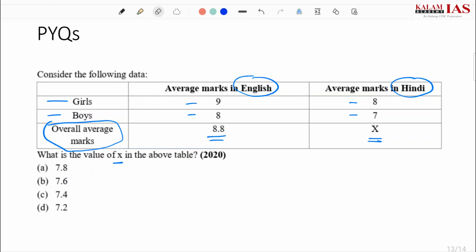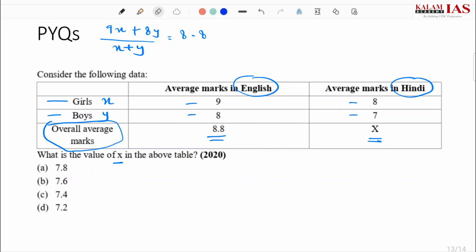Now let's attempt it. Let the number of girls in the class be x and the number of boys be y, and their average marks in English will be (9x plus 8y) divided by the total number of boys and girls, that is x plus y, because the average marks for girls is 9 and the number of girls is x, the number of boys is y and their average marks is 8. This is equal to 8.8.